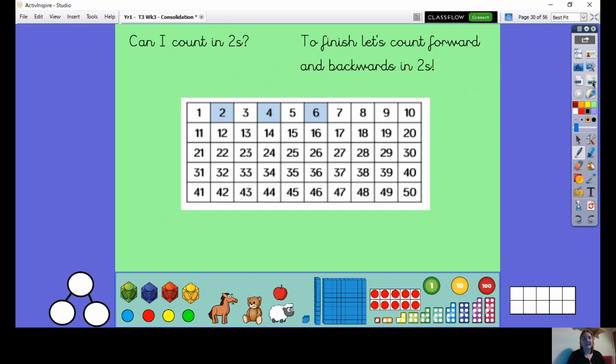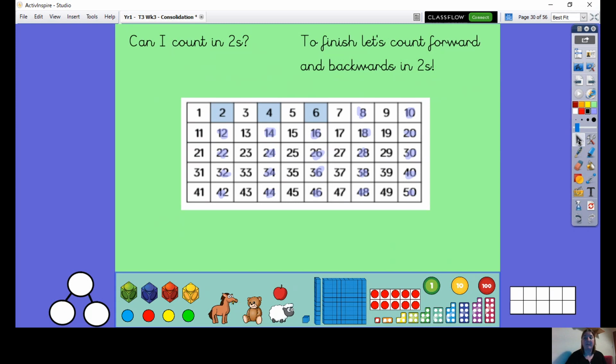Okay, so let's just finish counting. We're going to count forwards and backwards in twos together. That's what we're going to do. So I might get my little highlighter because I find that helps. So we're going to go 2, 4, 6, 8, 10, 12, 14, 16, 18, 20, 22, 24, 26, 28, 30, 32, 34, 36, 38, 40, 42, 44, 46, 48, 50.